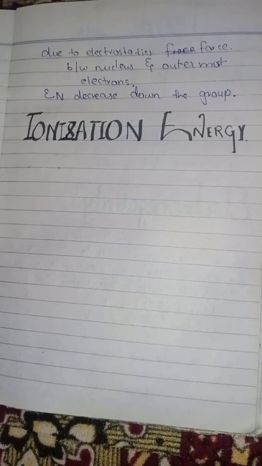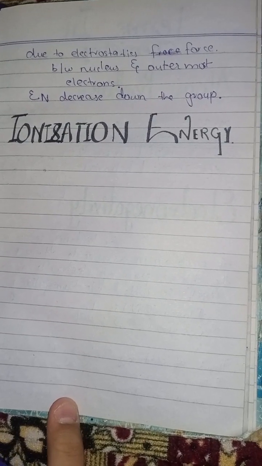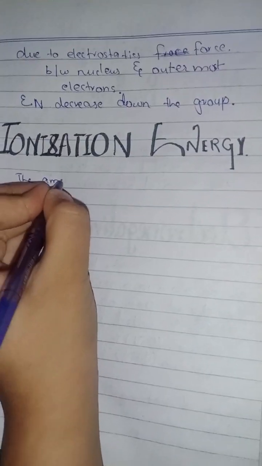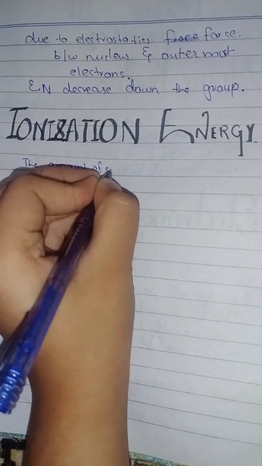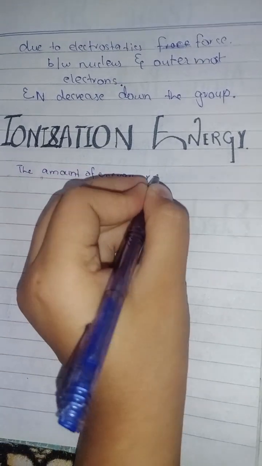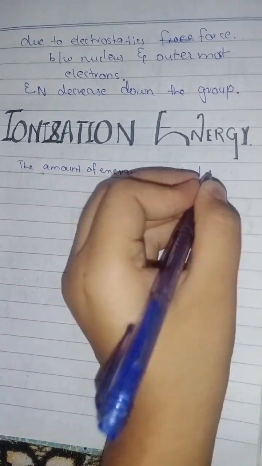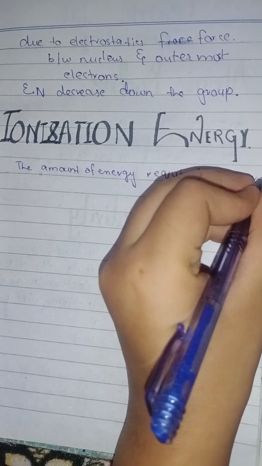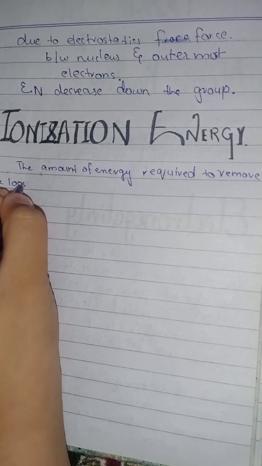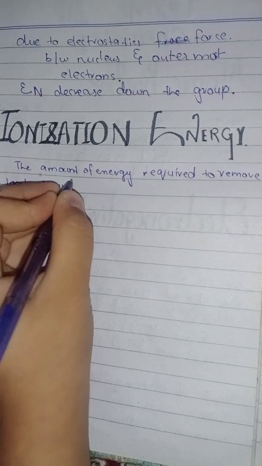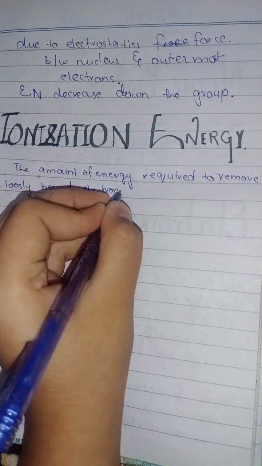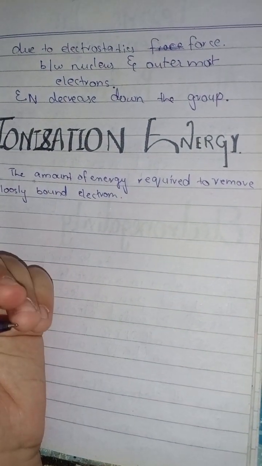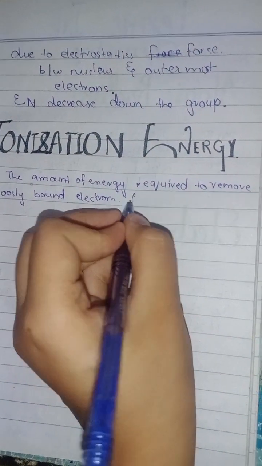Okay, so now let's move towards another, that is ionization. Now what is ionization energy? Ionization energy is basically the amount of energy required to remove the loosely bound electron from the neutral gas atom or molecule is known as ionization energy.